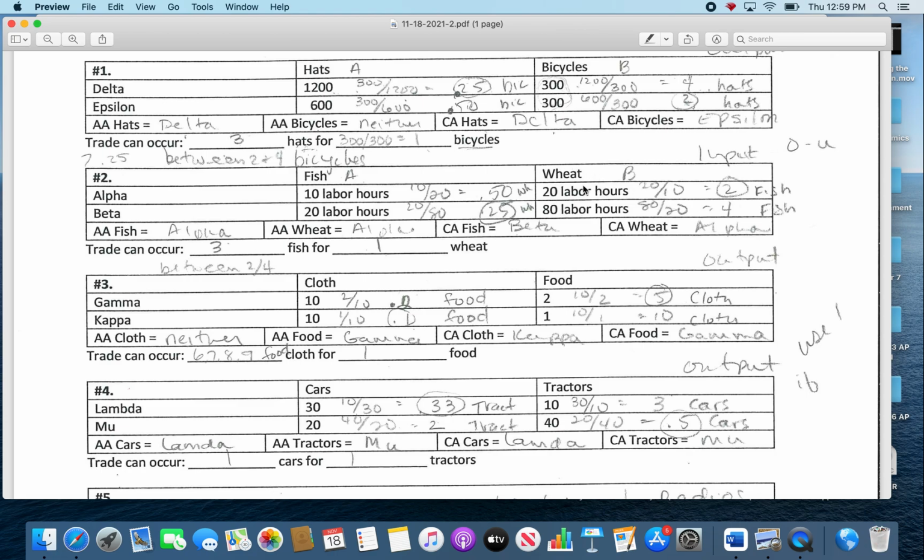And the same, they do it quicker. So when we're looking at inputs, who can do it with fewer inputs? I apologize for that. So alpha has the absolute advantage because they make fish faster and they make wheat faster.